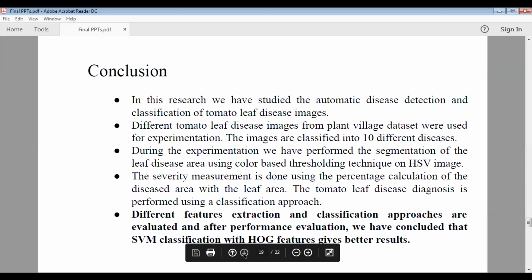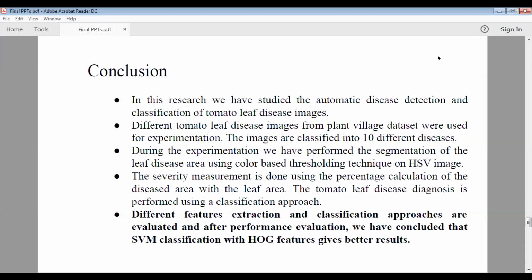Now this is the conclusion. So in this research, we have studied the automatic disease detection and classification of tomato leaf disease images. The different tomato leaf disease images from the PlantVillage data set were used for the experiments, and the images are classified into 10 different diseases.